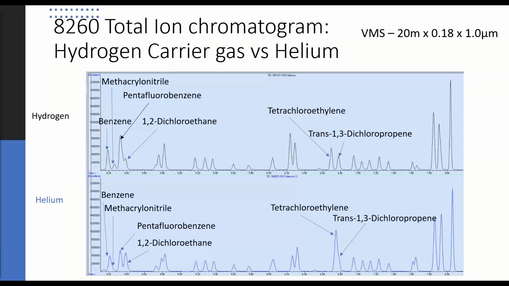Here's the middle of the TIC. An interesting observation that we noticed is the separation of tetrachloroethylene and trans-1,3-dichloropropene when using hydrogen. As you can see, when using helium, we had some coelution. And similarly, benzene and methacrylonitrile showed better separation than when used with helium. However, we saw coelution with pentafluorobenzene or benzene and 1,2-dichloroethane in hydrogen and a better separation with helium.